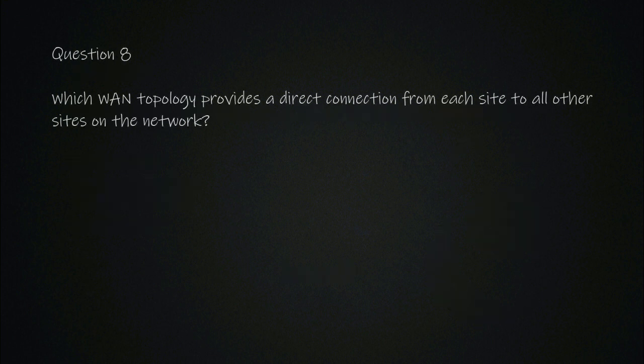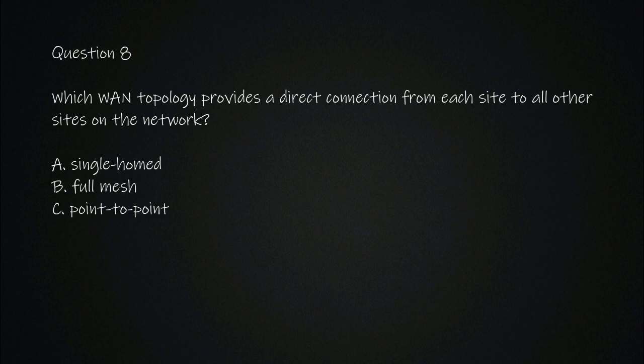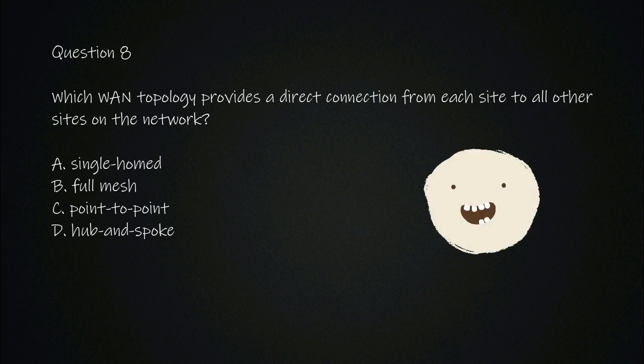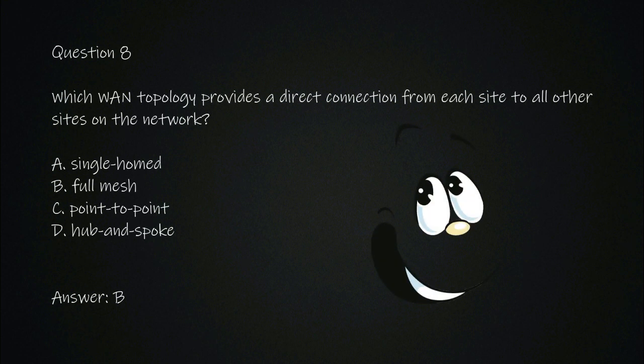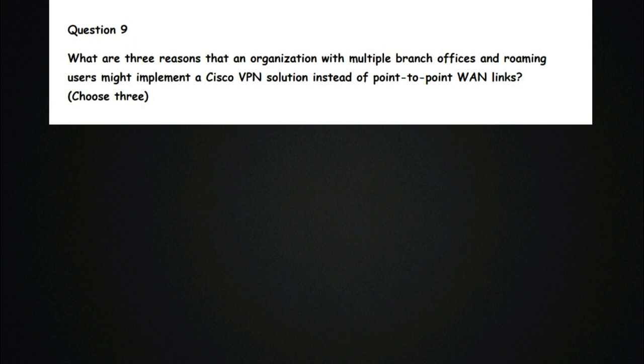Question 8. Which WAN topology provides a direct connection from each site to all other sites on the network? A. Single-homed. B. Full mesh. C. Point-to-point. D. Hub and spoke. Answer is B.